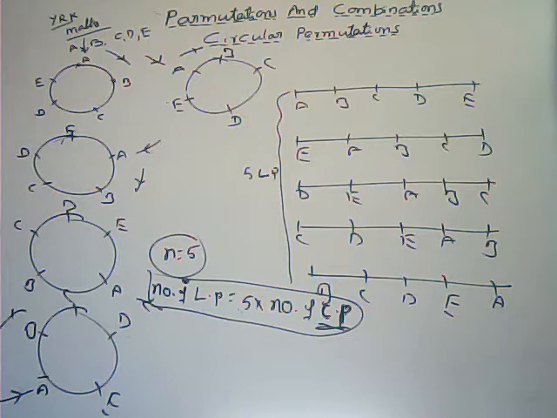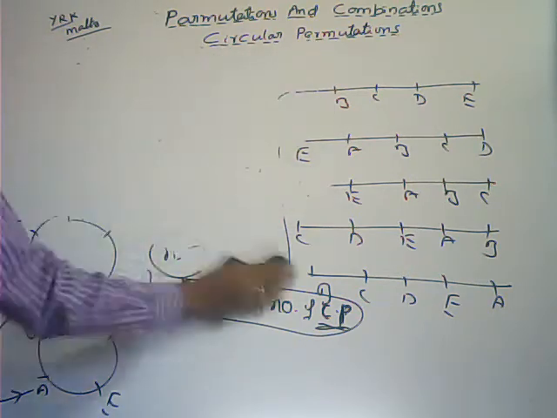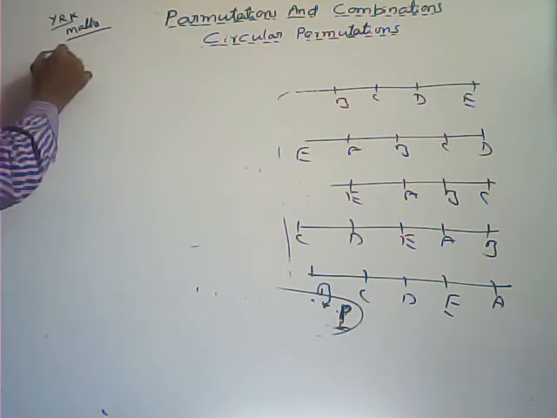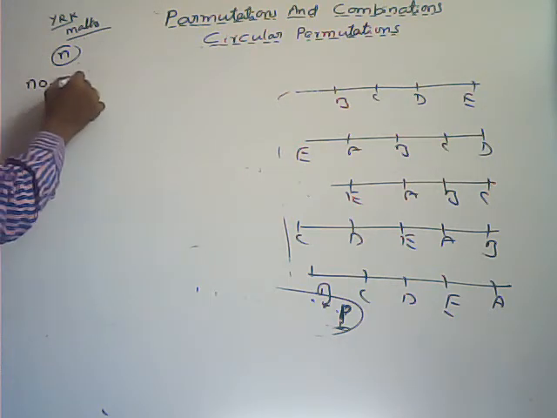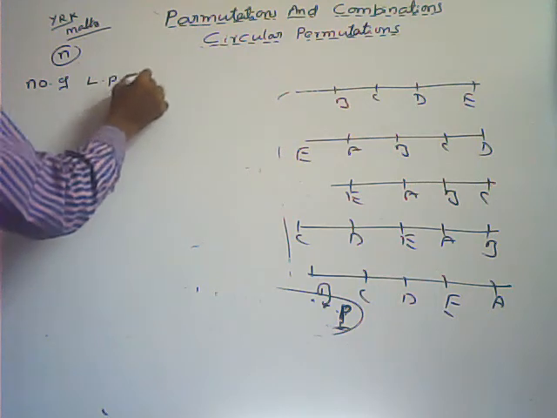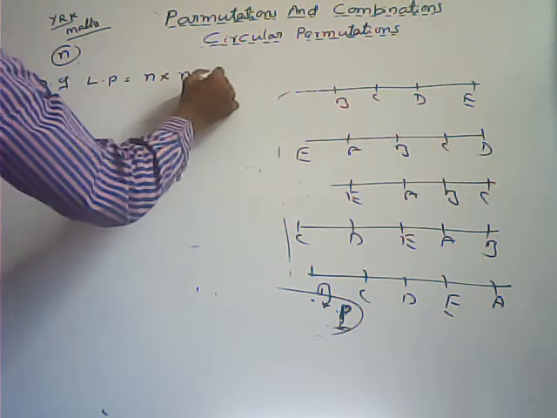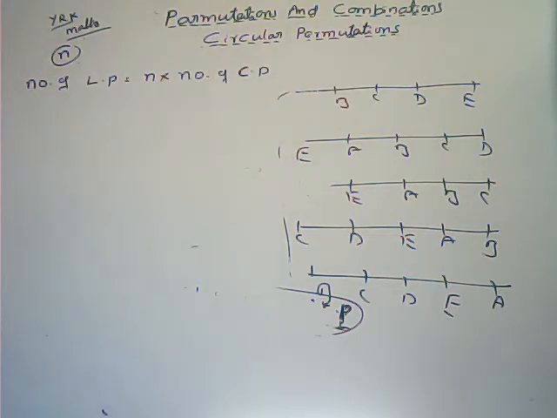The same thing is applicable to any number of objects. For example, if the total number of objects I am taking is n, then the number of linear permutations is equal to n, in the place of 5 I am taking n, into the number of circular permutations.